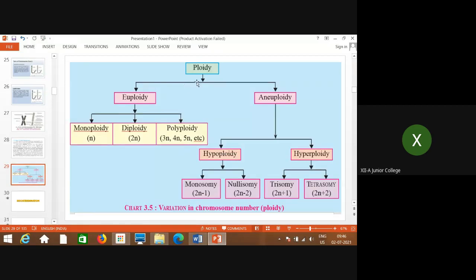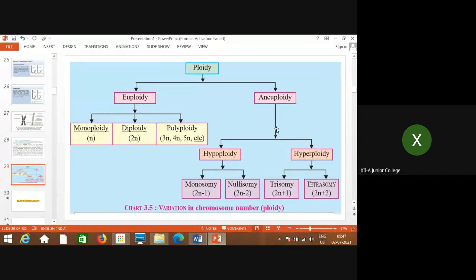Now try to understand. Ploidy is of two types, euploidy and aneuploidy. Euploidy means the number is exactly in multiples of the basic primary number. When only one set, monoploidy. Two sets of chromosomes, diploidy. Polyploidy means 3 sets, 4 sets, exactly in multiples of that basic number. So that is called euploidy.